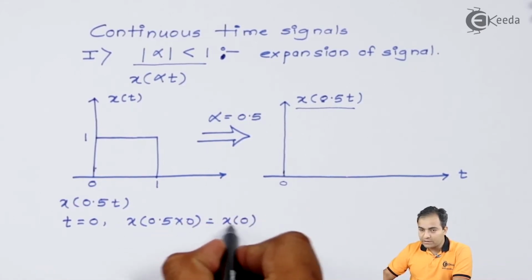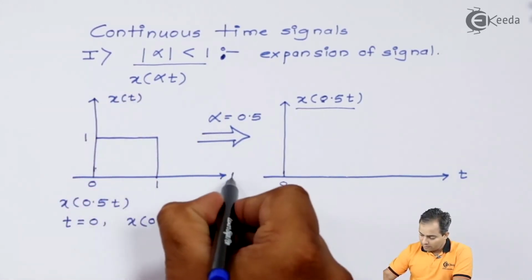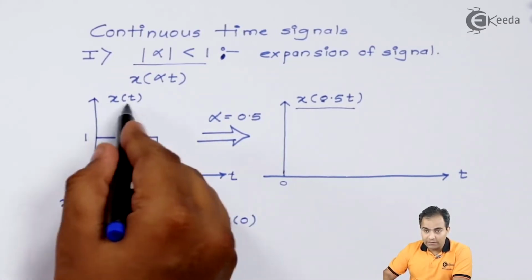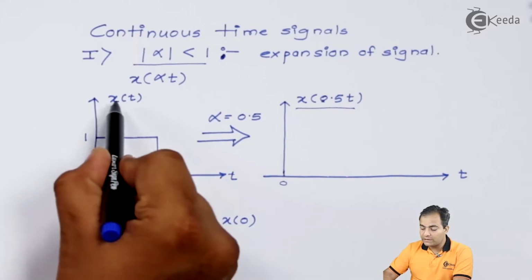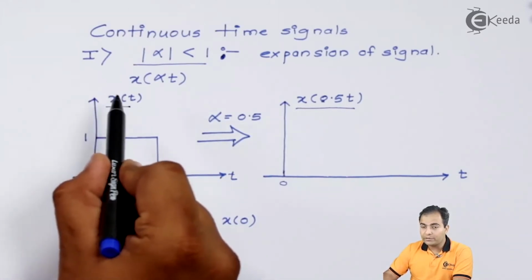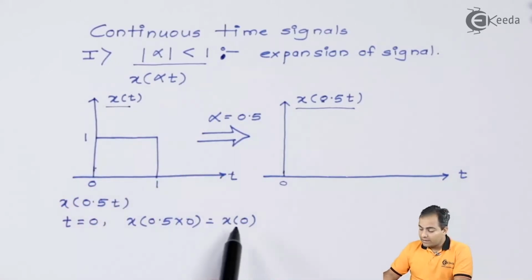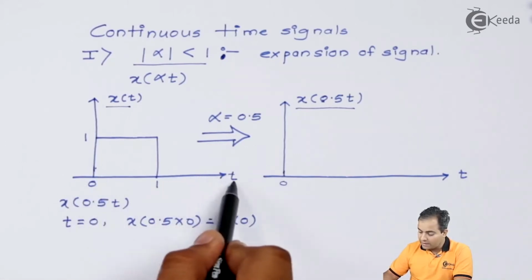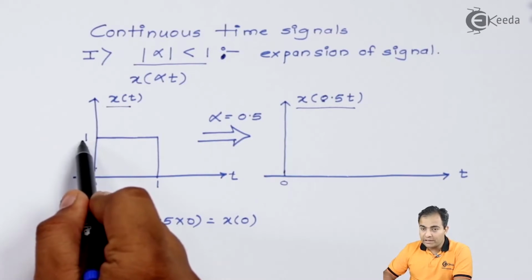Just compare this value with this function. Now x of 0 means what? The amplitude of this x of t at t equals 0. I will repeat: x of 0 stands for the amplitude, or you can say the height, of x of t at the t equals 0 instant. At t equals 0, this is the place. At this point, the amplitude is 1.